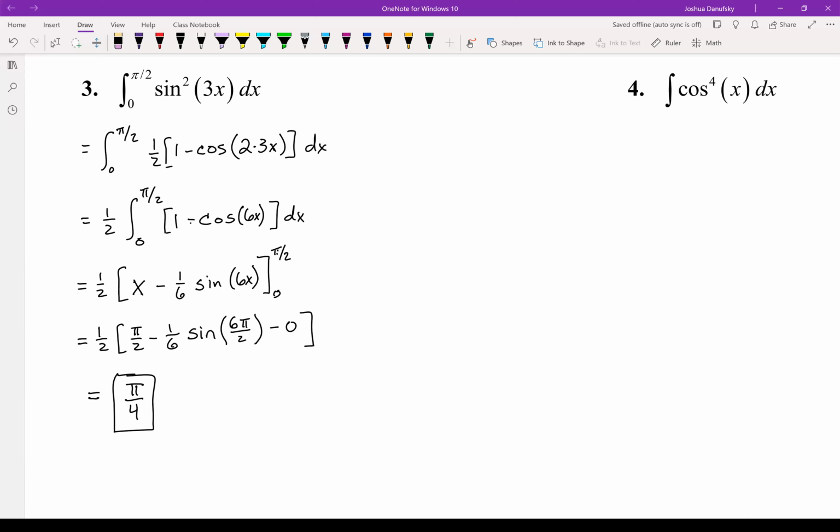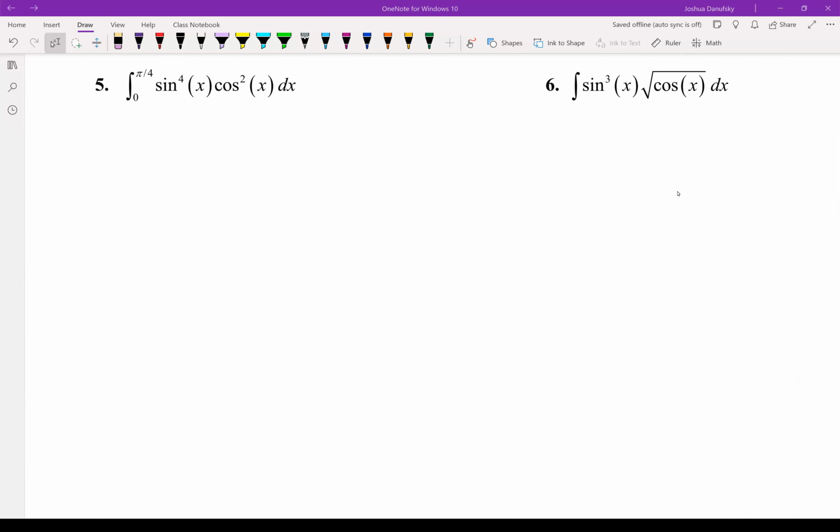So pause the video, go ahead and do number 4. Notice that you have cosine to the 4th power, that's an even power, which is the same as cosine squared, quantity squared. So you'll be able to use the power reduction formula for cosine and then square the result. Let's go on to number 5.